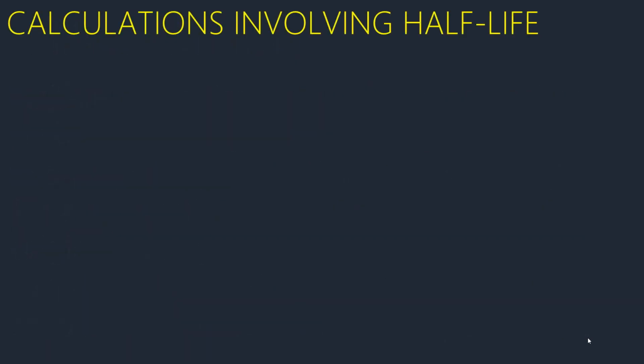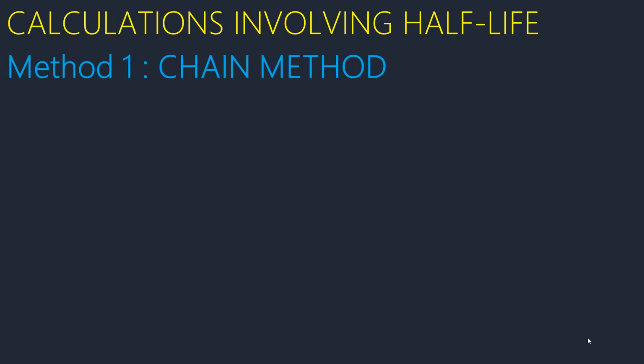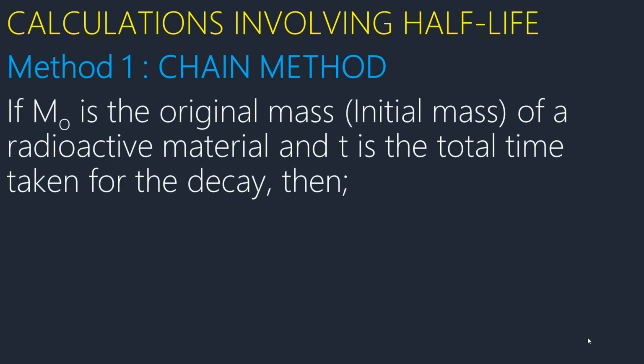Now, calculations involving half-life have basically 4 methods. Method 1 is what we call the chain method, a very cheap method. Many students like using this one. All methods are easy, but this one is just so basic. If m0 is the original mass, or initial mass, of a radioactive material, and T is the total time taken for the decay.